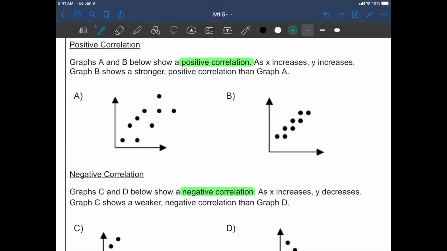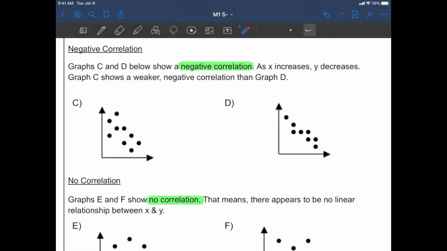All right, positive correlation. Graphs A and B below show a positive correlation. As x increases, the y's increase, producing a positive correlation this way. Same thing here. But this graph actually shows a stronger correlation than in graph A. Why? Because the data points are far closer to each other than in this one.